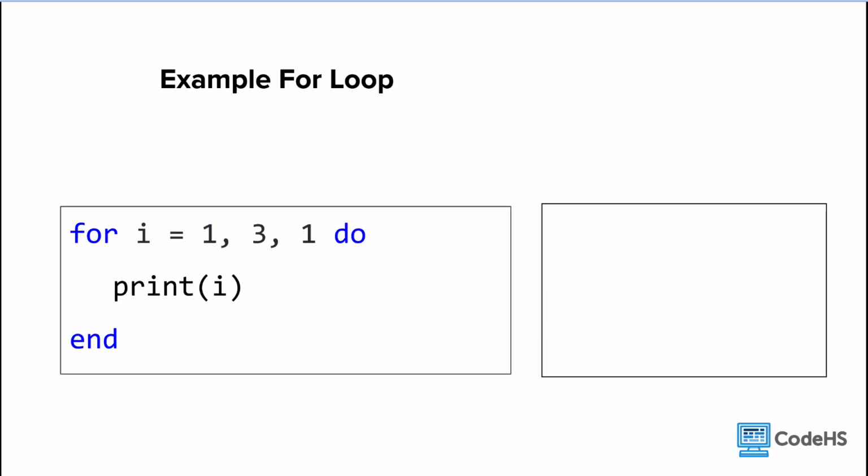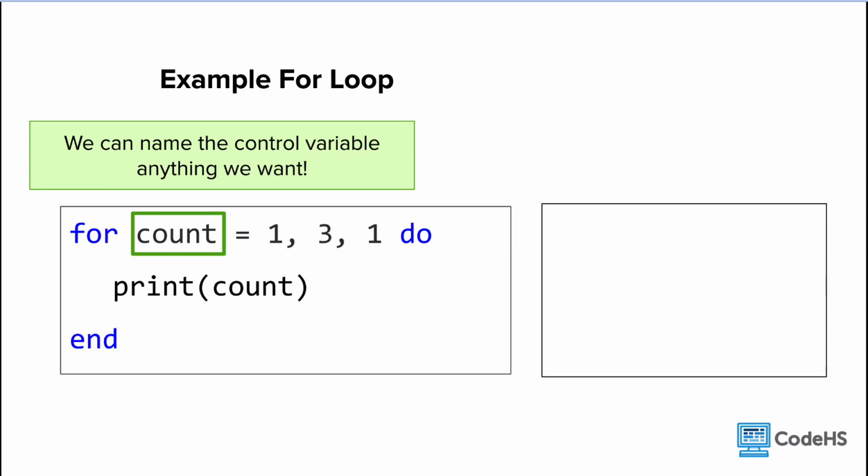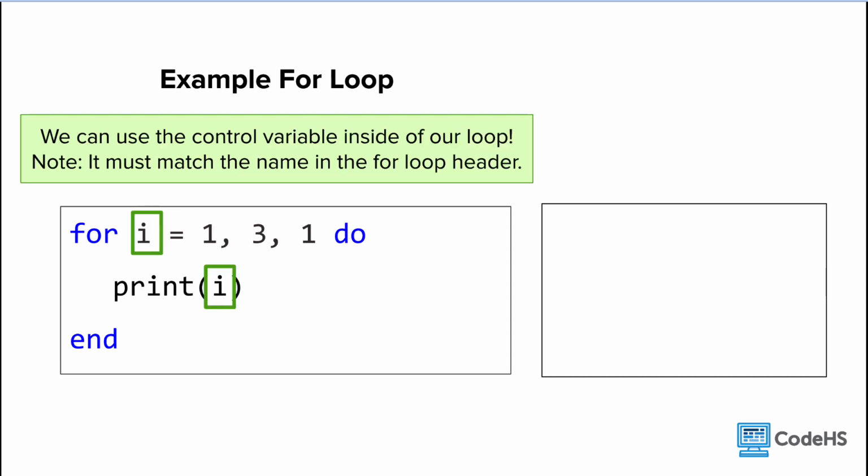Let's take a look at an example for loop. Before we get into what this for loop is doing, I want to highlight that we can name the control variable anything we want. Traditionally, we use the variable I. However, we could name it count. We could name it num. The key thing here is that when we use the control variable inside of our loop, it has to match the name in the for loop header.